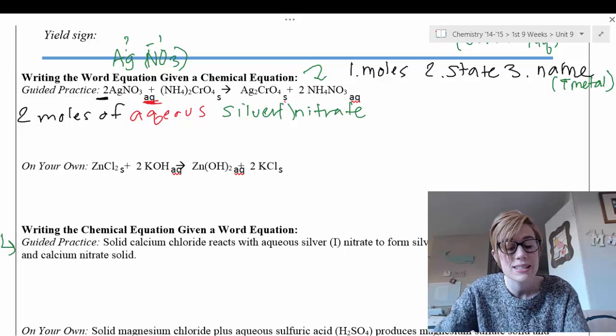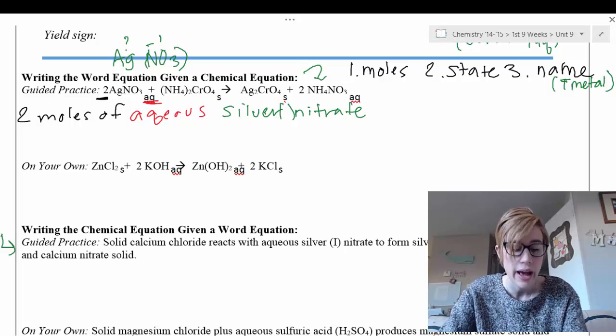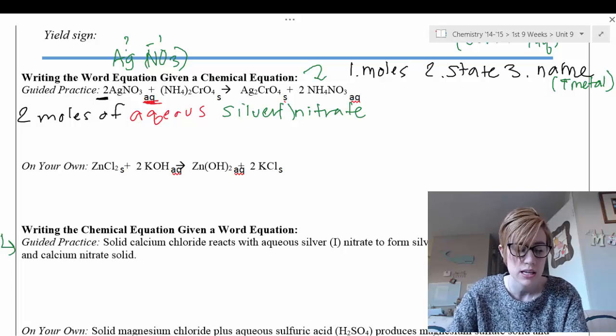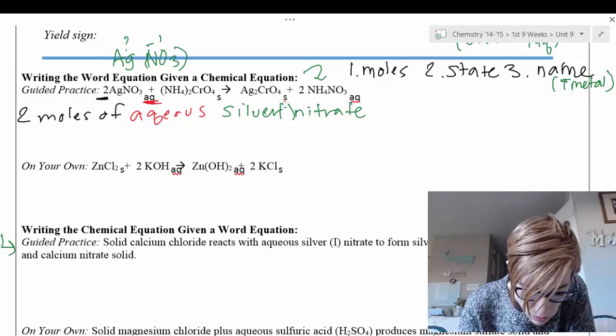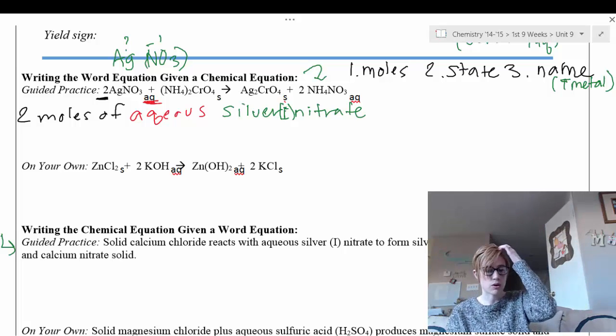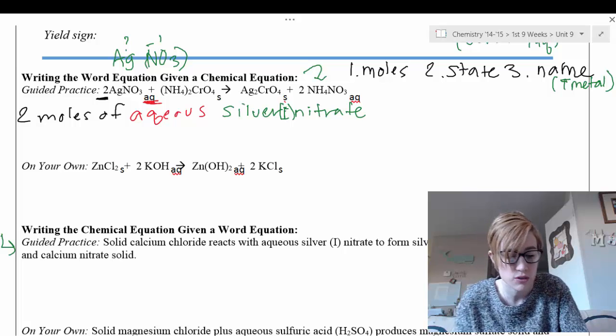So this whole thing is a -1 charge. What does silver's charge have to be in order to even that out? Well, if nitrate's -1, silver would need to be +1. So I'm going to write in here its charge is 1. And that's the Roman numeral 1 that I wrote. So 2 moles of aqueous silver nitrate.